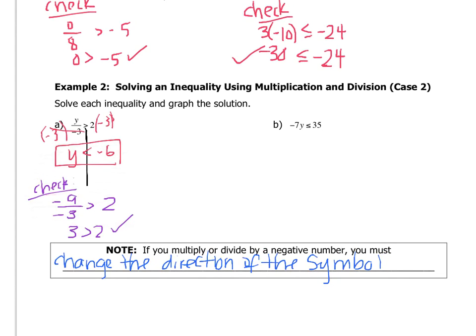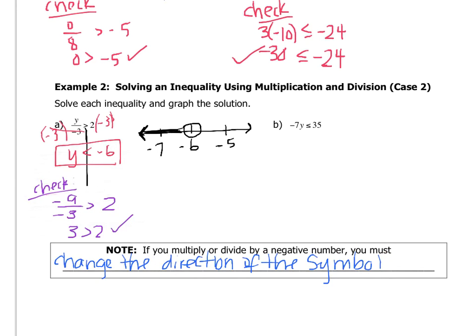The final thing that we have to do is to graph it on the number line. So here we go. Negative 6 is in the middle. This would be negative 5. This would be negative 7. Since it's less than, it's going to have an open circle, and less than goes to the left. Another way to check is that negative 9, which was my check number, should be in the colored in area. So I'm going to go to the left, and that's where negative 9 would be.